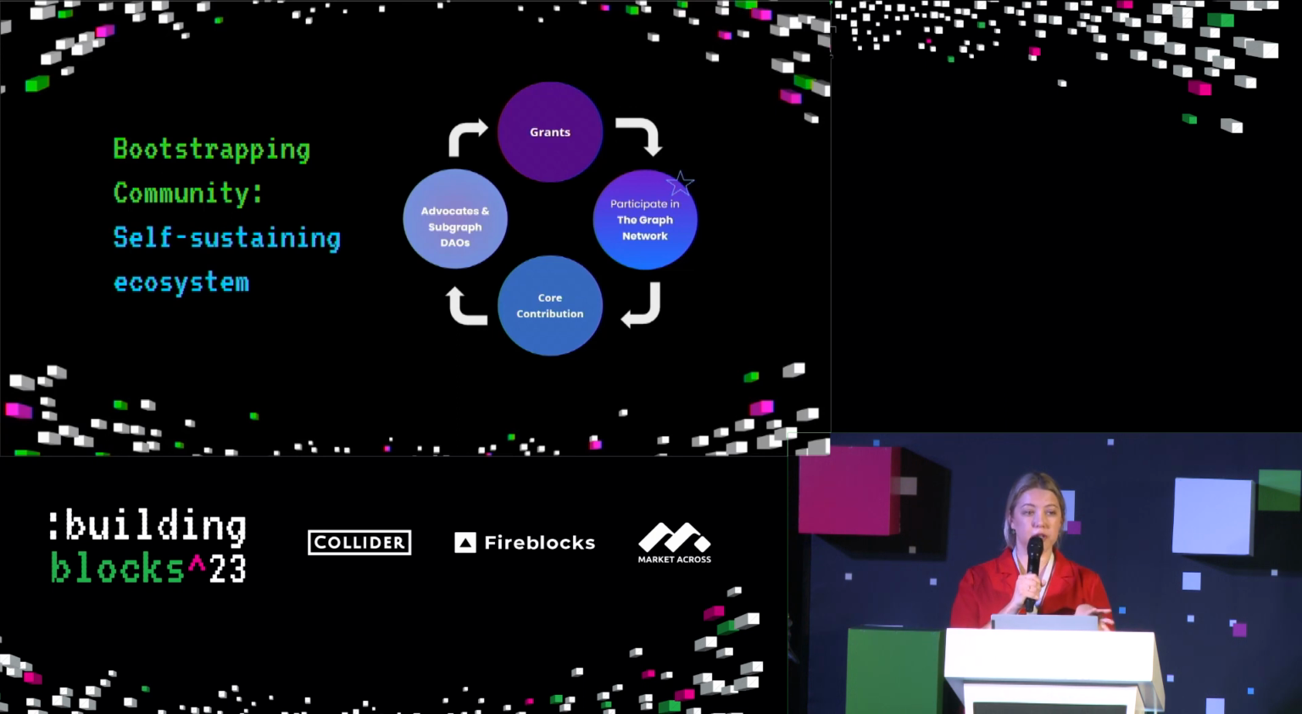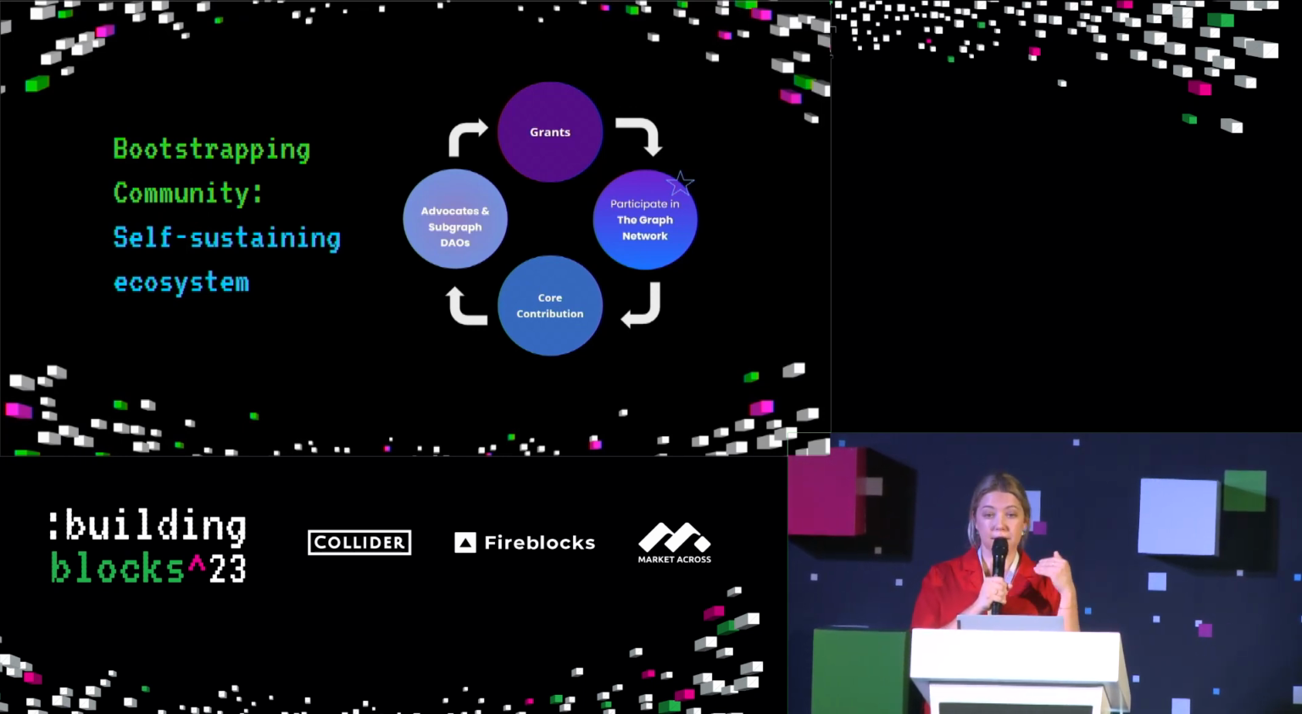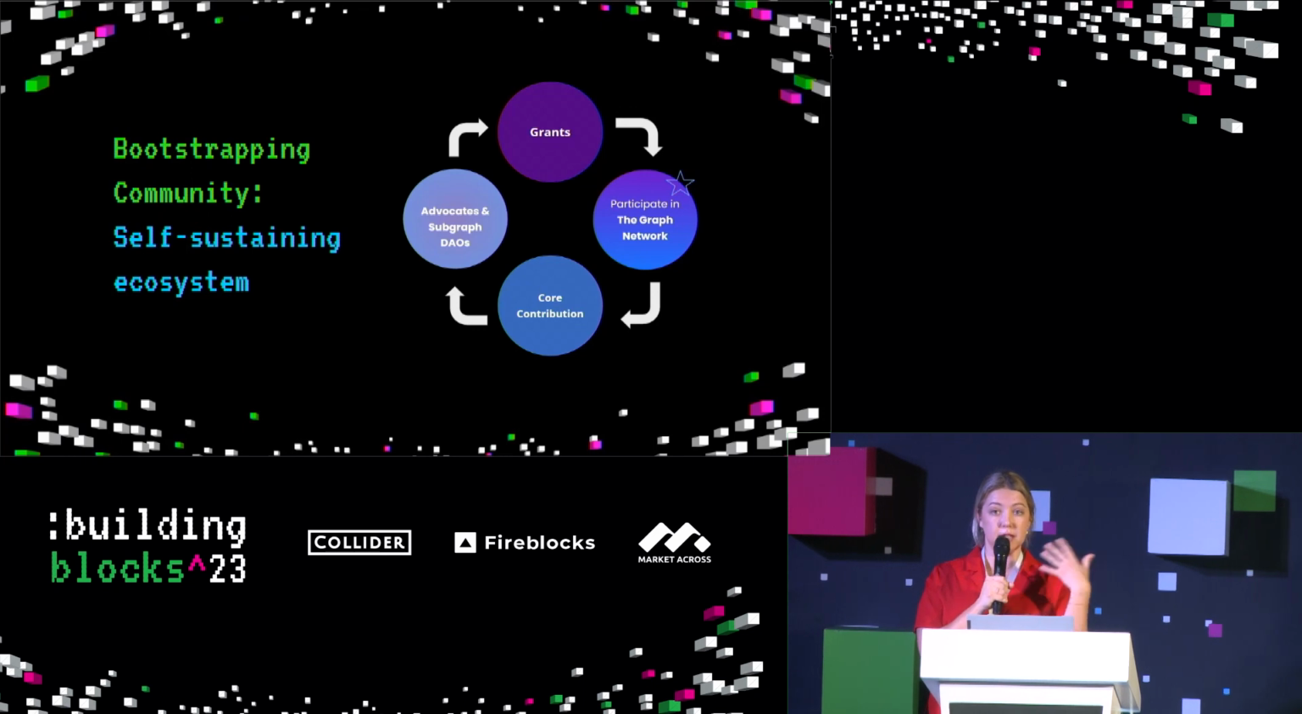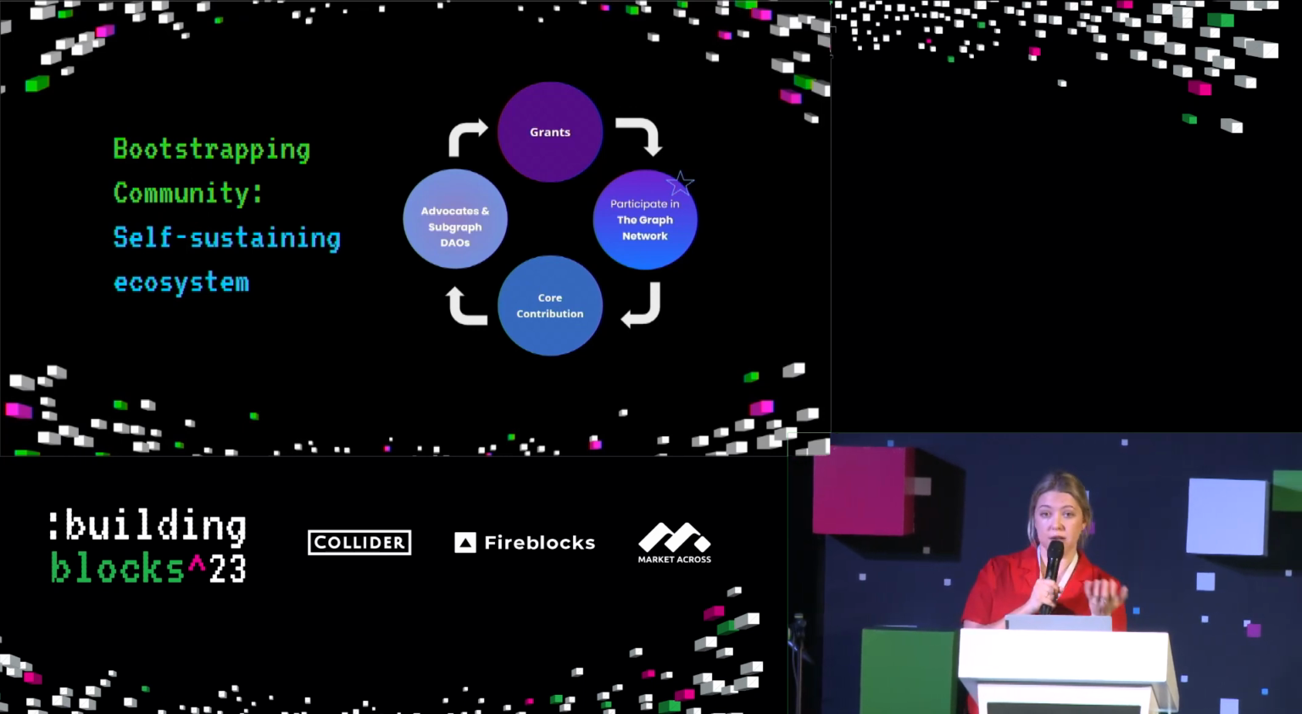And then moving forward, you want to make that community self-sustaining. So for example, participating in the Graph network might be where they start. Maybe they delegate and stake their tokens, and then maybe they become core contributors. Maybe they see, hey, I actually have skills that would be beneficial.